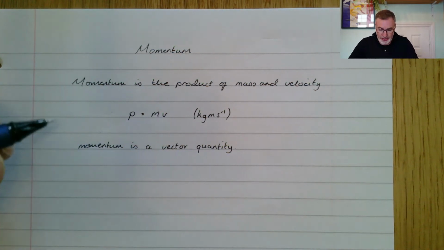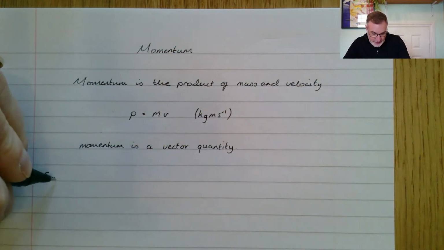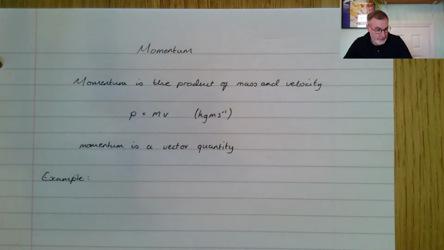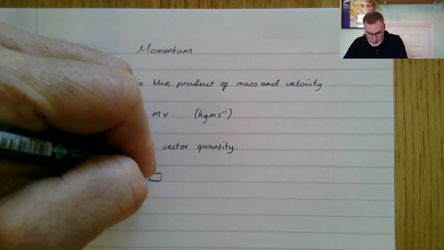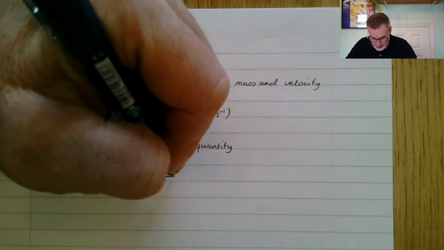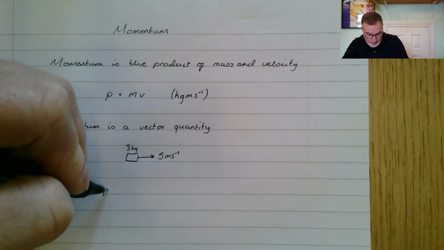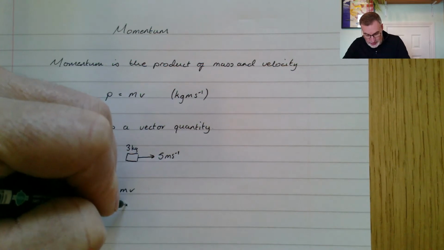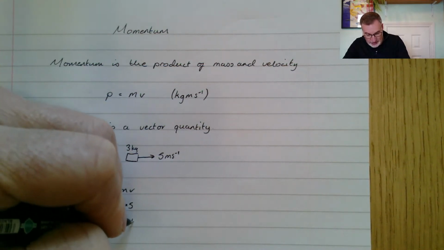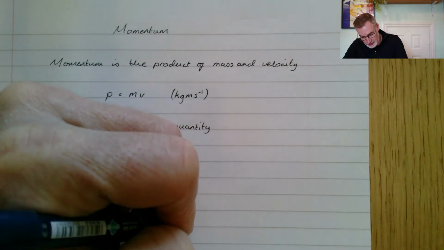Now in Higher we're going to be studying linear momentum, so that's momentum only in one plane. And quite simply, for example, we could have an object that has a mass, let's say it's 3 kilograms, and if it's moving at 5 meters per second, its momentum P would be mass times velocity, 3 times 5, and that would be 15 kilogram meters per second with a direction to the right.